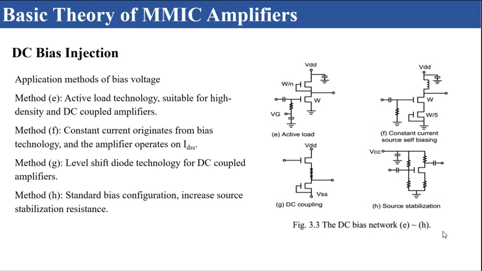Method F is constant current source bias technology, and the amplifier operates at IDSS. Method G is level shift diode technology for DC coupled amplifiers. Method H is standard bias configuration, increasing source stabilization resistance.